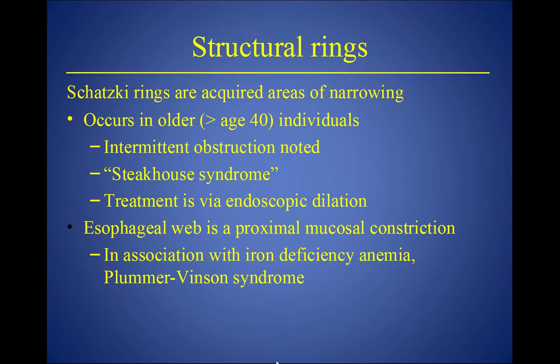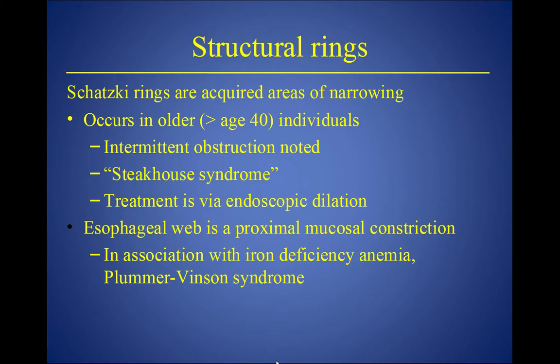Esophageal web is a proximal mucosal constriction. Not all that common. In years past giving this talk, I've said I've never seen one. I'm fairly certain I may have seen one, maybe two this year, since last year. However, there is an entity which I'm sure is a perfect med student question because people love these obscure things. Something called Plummer-Vinson syndrome, and this is when you have an esophageal web in association with iron deficiency anemia.